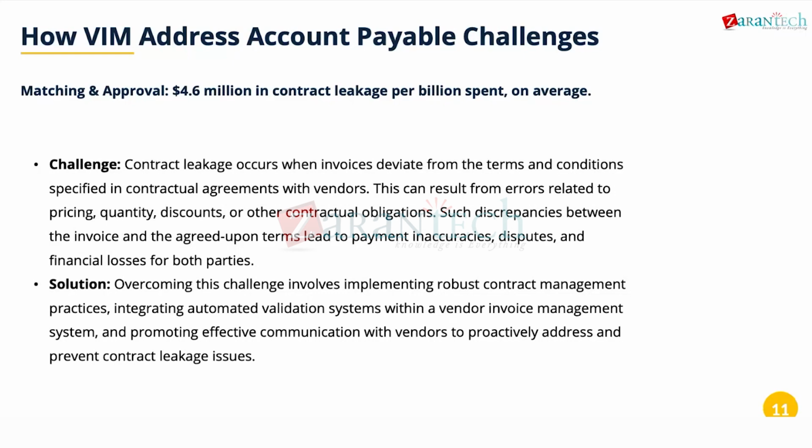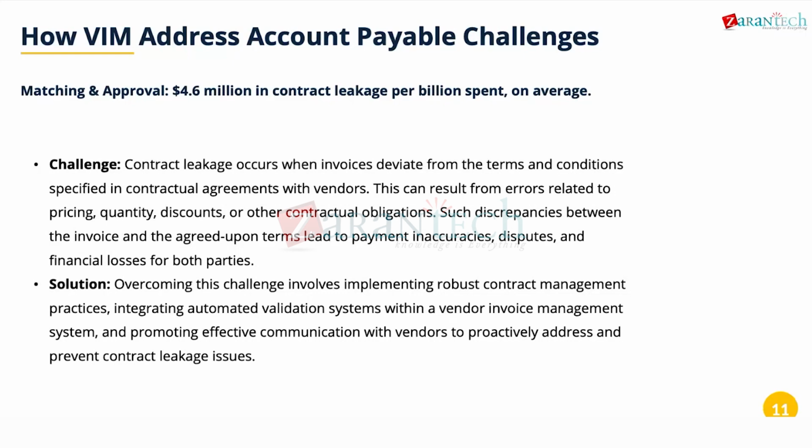Contract leakage occurs when invoices deviate from the terms and conditions specified in the contractual agreement with the vendors. This can result from errors related to pricing, quantity, discounts, or other complicated contractual obligations. Such discrepancies between the invoice and the agreed upon terms lead to payment inaccuracies, disputes, and financial losses for both parties. So if you talk about a material-based invoice which came in, and your internal team says, we just talk about some material in tons.